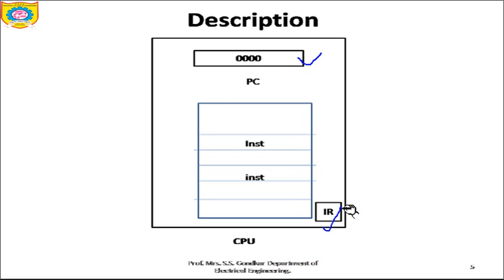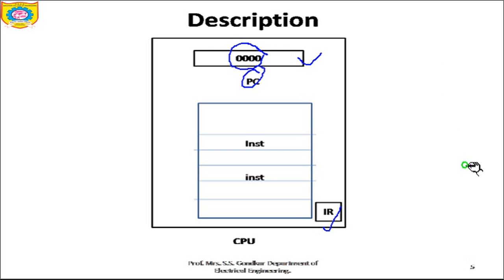IR is nothing but the instruction register. So two important parts you can notice in a CPU are the program counter and the IR, that is the instruction register. Once the CPU starts to operate, its first step of operation is to fetch the instruction from program memory. But from which location will it fetch? It will always fetch the instruction from the location which is indicated by the program counter. Right now the address indicated by the program counter is 0000.